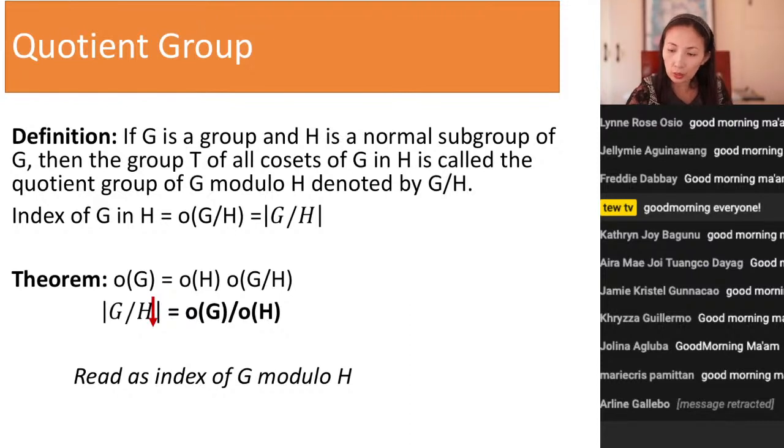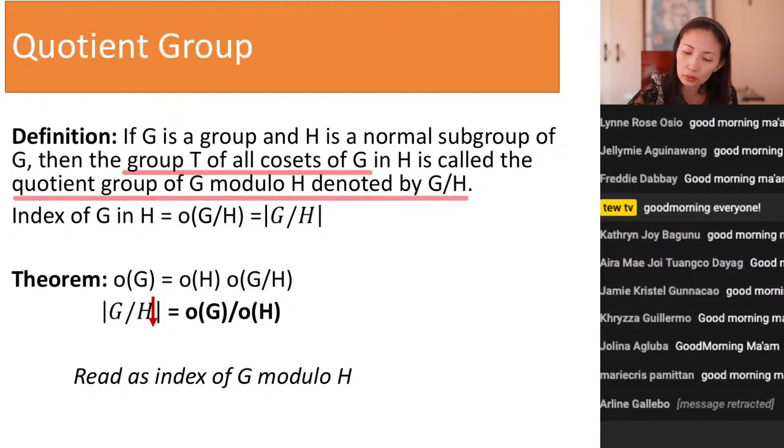If G is a group and H is a normal subgroup of G, then the group T of all cosets of G and H is called the group of all cosets. Let me underscore the word coset. The group of all cosets in G in H is called the quotient group of G modulo H.